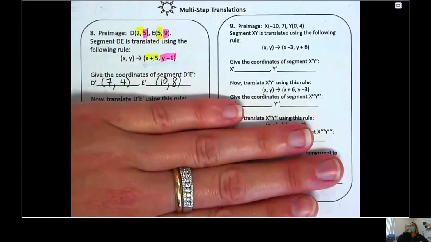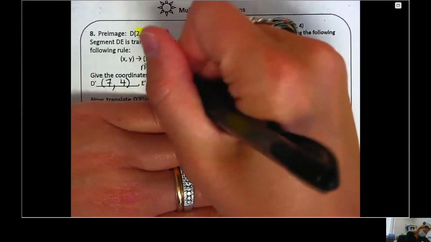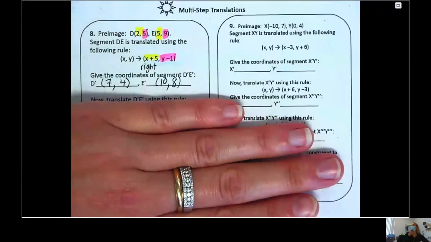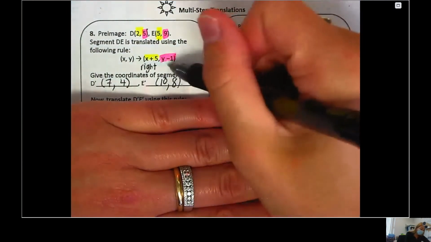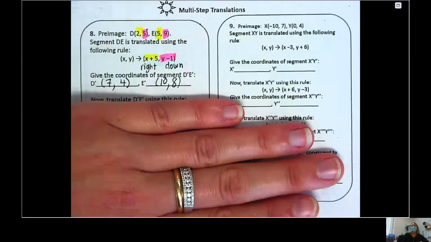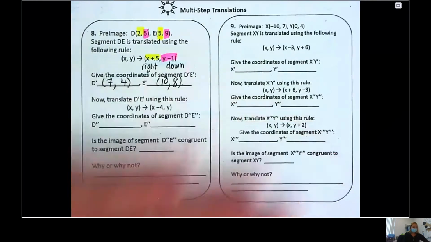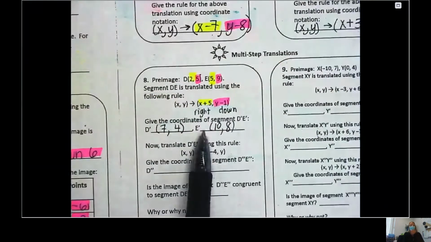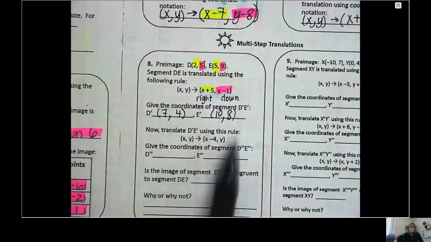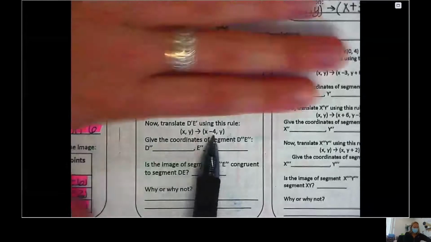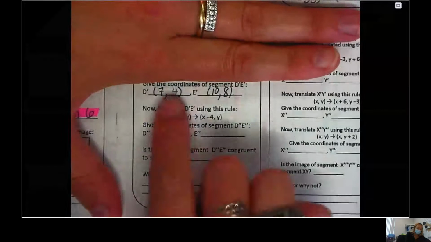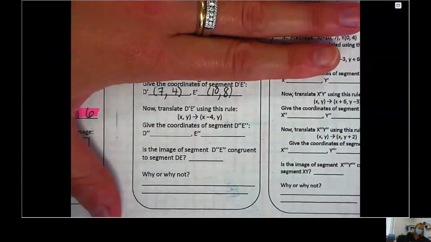So you did your first translation. X plus 5 means you moved which way? Right. Y minus 1 means you moved which way? Down. Okay, so in my first translation, I moved to the right and down. Now, I'm going to take this new translation and I'm going to translate it again. So now I'm going to ignore the top part and I'm just going to look at these bottom points. Again, I'm going to do the same thing.